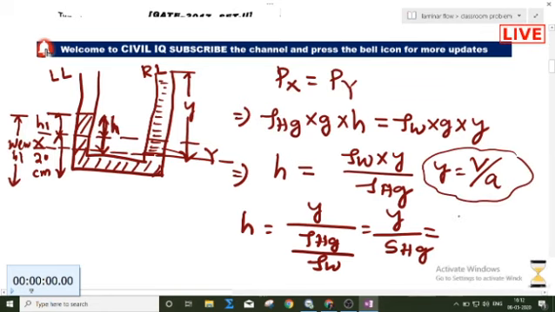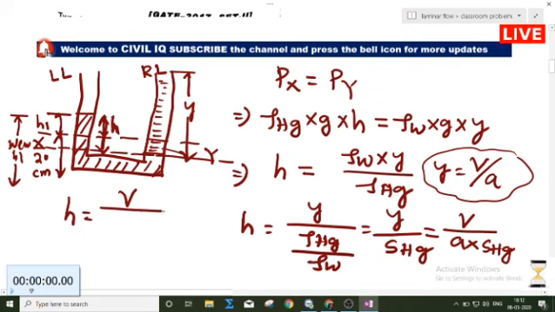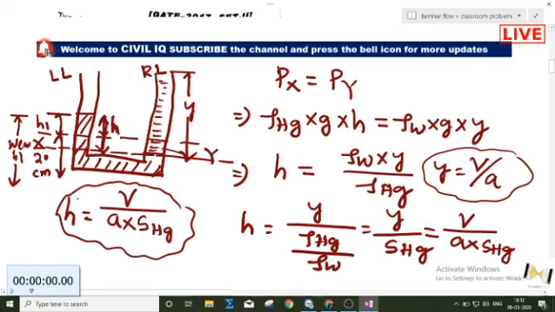Okay, so I can write down, this is B divided by A into the specific gravity of the mercury. So now I can find out one formula. This H will be equal to the volume of the water added, divided by the cross-sectional area of the right limb of the manometer, into the specific gravity of the manometer fluid. So I can use this formula to calculate this height H.